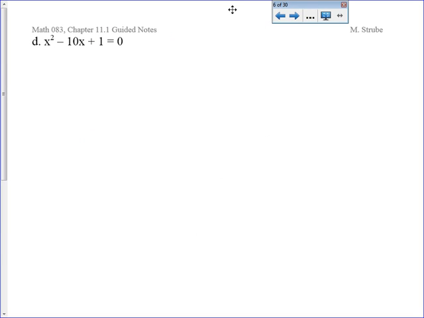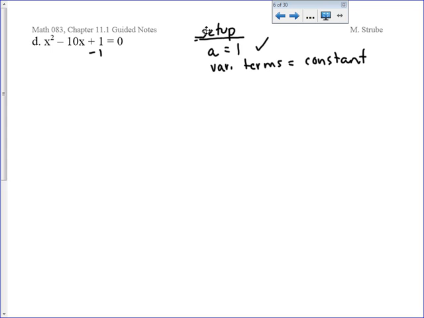All right, so our last one, solve by completing the square. x squared minus 10x plus 1 equals 0. Setup for completing the square. First thing you need to check is that a equals 1. Do I have that here? Yes. So that portion's all set up. Second thing is we need variable terms equal to the constant. Do I have that taken care of? No. So I'm going to have to fix the setup for that second condition. And that's going to require subtracting the 1 from both sides.